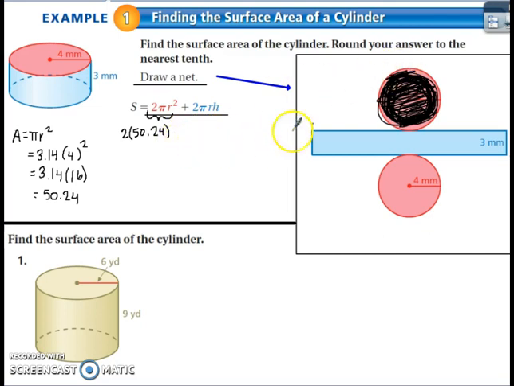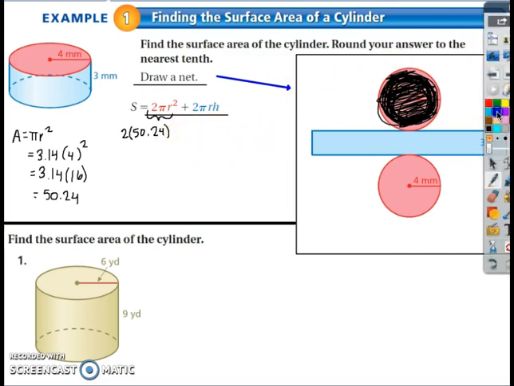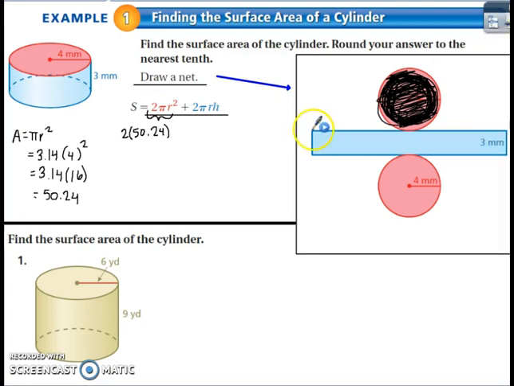Now if I wanted to add on the rectangle, I first need to find the length of the rectangle and then multiply that by the width. Well, the length of my rectangle here is the same as the circumference of the circle. So if I wanted to look at the circumference of my circle, recall that the circumference is 2 times pi times the radius. So this blue line that I just drew is the same as 2 pi times the radius. Well, I have 2 times 3.14, and then my radius is 4.